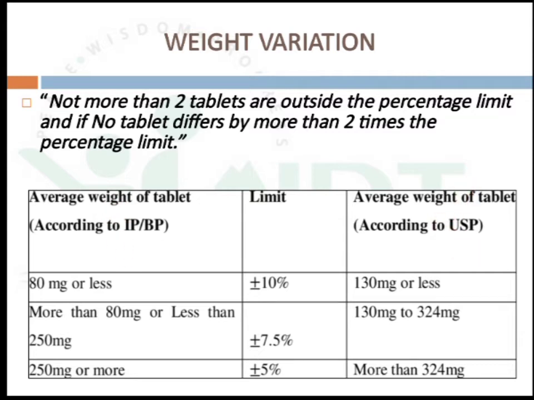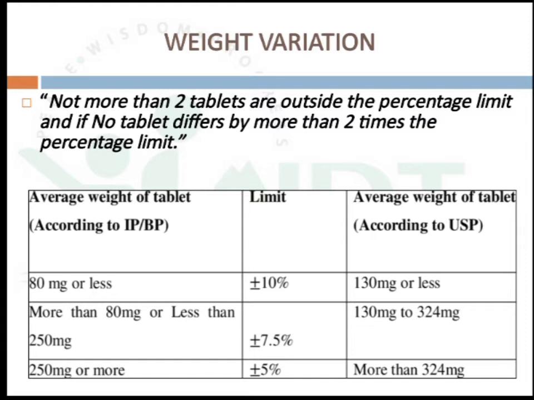If the total weight of the tablet is 80 mg or less, a weight variation of 10% is allowed. And if the tablet weight is greater than 80 mg and less than 250 mg, plus or minus 7.5% weight variation is allowed. If it is 250 mg or more, plus or minus 5% weight variation is allowed.